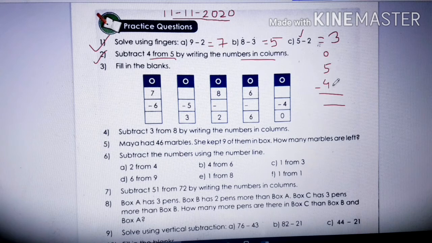So you subtract, bigger number is 5. That means you are going to open 5 fingers and close 4 fingers. How many fingers remain open? 1. So 1 is the answer.